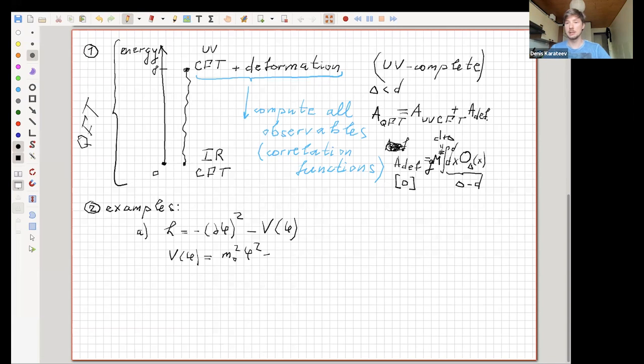In general, if you have multiple relevant operators in your conformal field theories, they can come in at different scales with various couplings. Good. So that is completely generic, and it should also be clear from the example. So here's the phi to the fourth theory. Here's the kinetic term, and here's the potential.